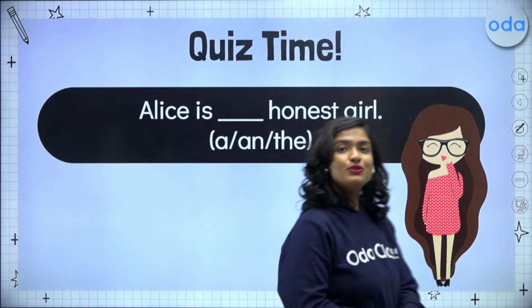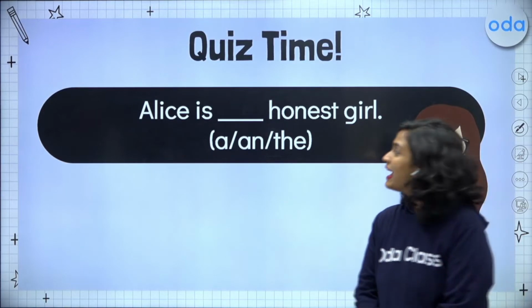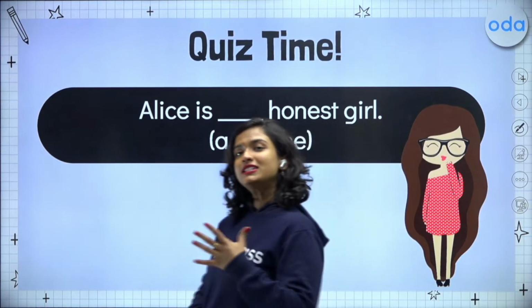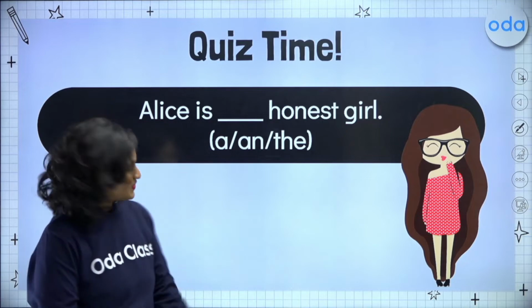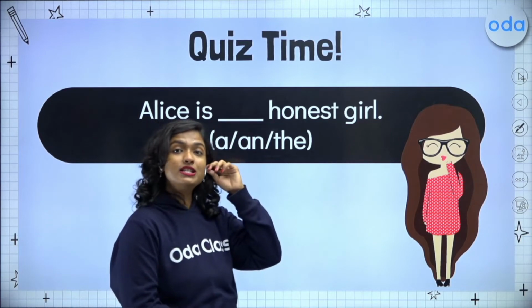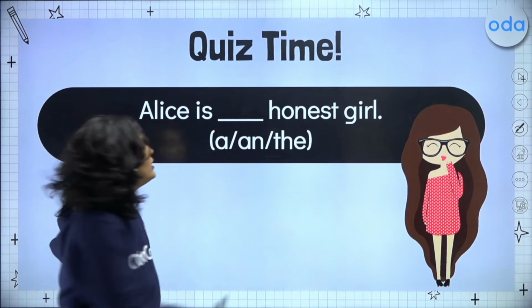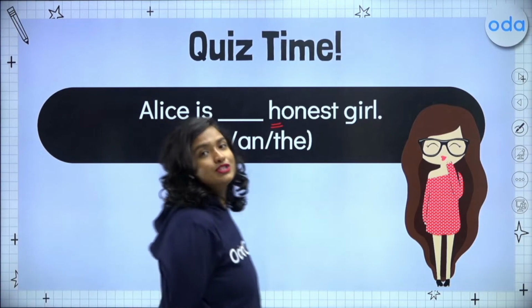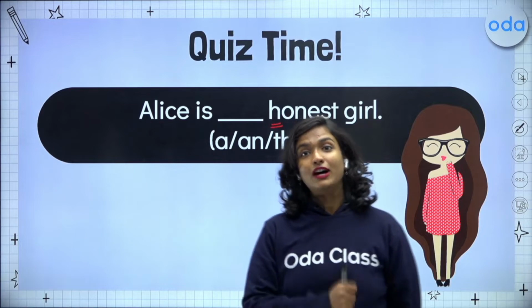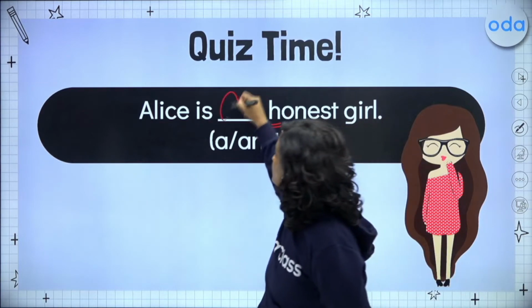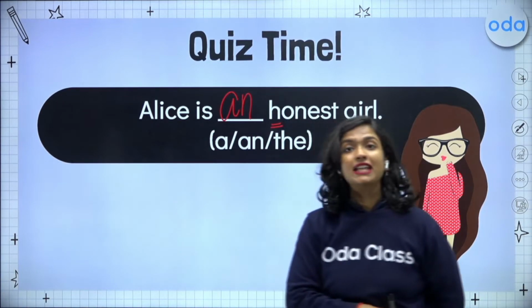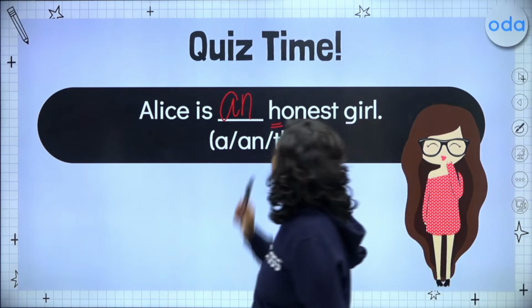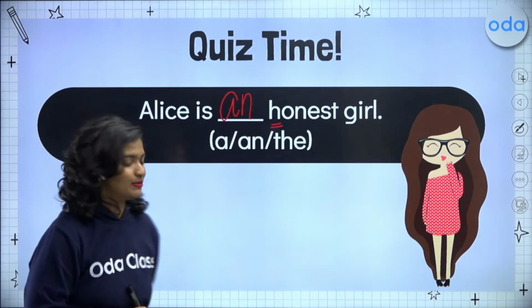Which article should I use in this question, students? Alice is blank honest girl. All right, students, just like honorable, right? In honest, we do not pronounce this letter H. So the first sound of this word honest is a vowel sound. And that's why, students, I will be using my article an here. So Alice is an honest girl.